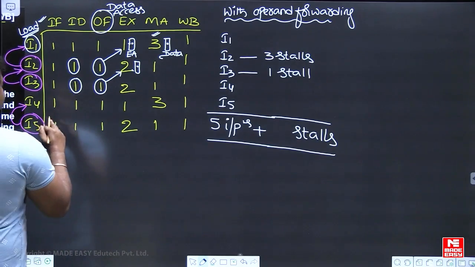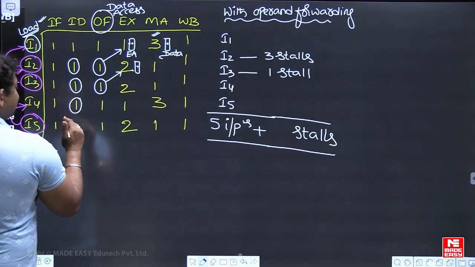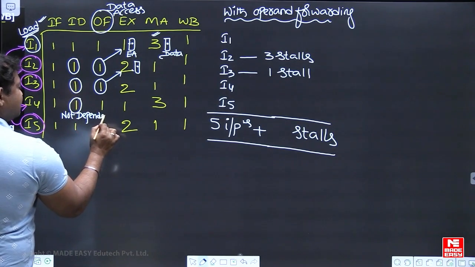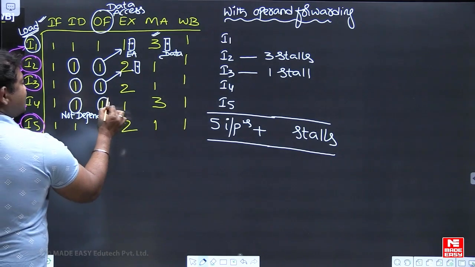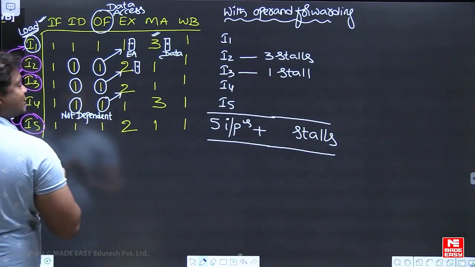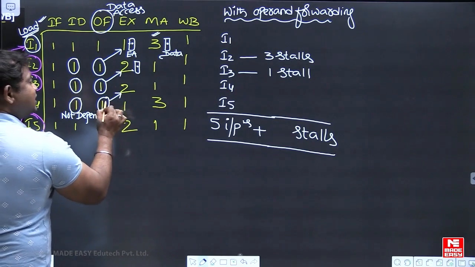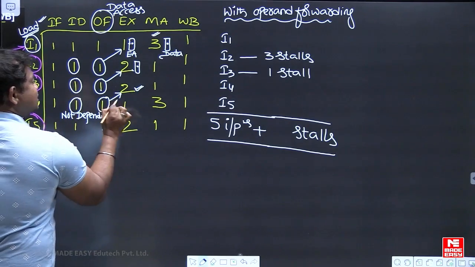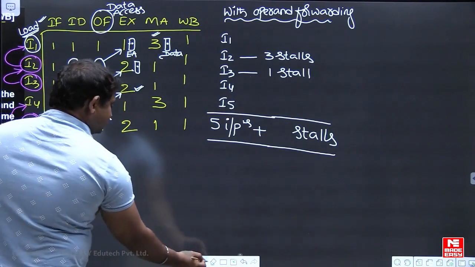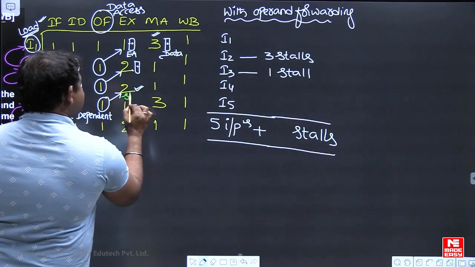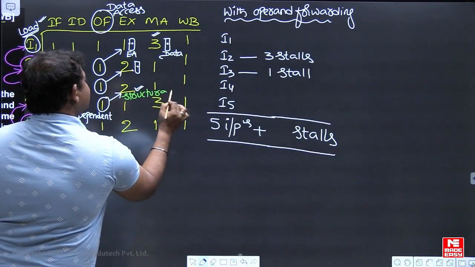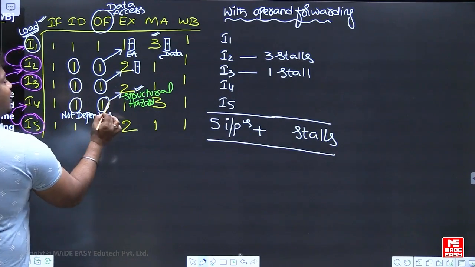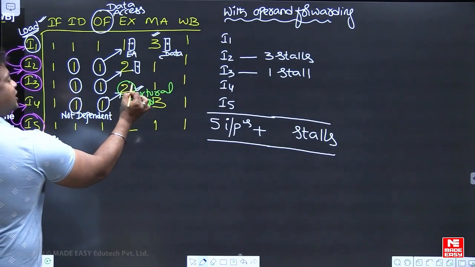Very nice. Then I4, dependency detected in ID. It is not dependent. I4 is not dependent. Very good. So directly we go to the next stage, OF, but OF overlaps with EX. It is not dependent, still it is waiting because EX is taking 2 cycles. So this I4 is waiting for a stage. This is called a structural hazard, or structural dependency. I4 is not waiting for data, I4 is waiting for the stage.